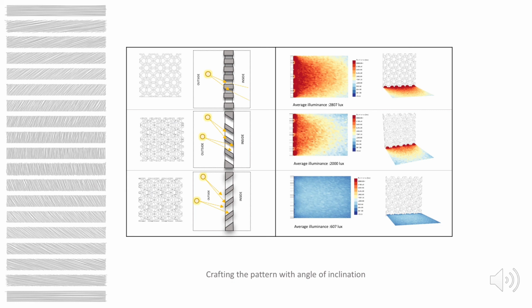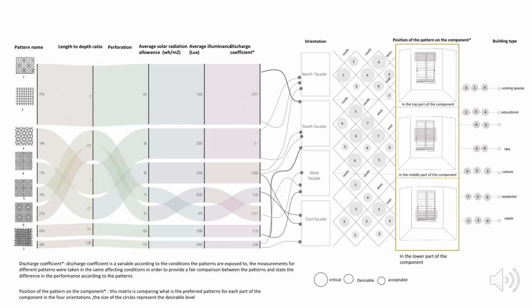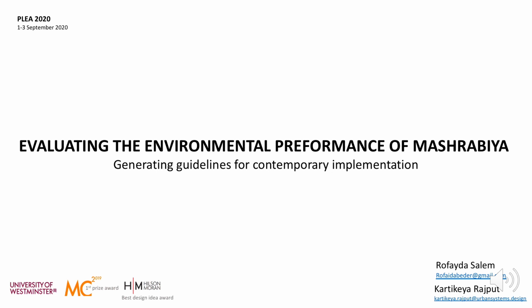Working on the micro level, we can say that if you craft the wood with a little bit of inclination, it can prevent more than 40% of the sunlight angles that enter through the pattern, and this is a perfect solution for low sun incidence and the western facade shading element. In the end, we gathered all the results in a matrix that portrays all the work that had been done in this research, and it can help designers choose the most suitable pattern for their facade. Thank you so much. I hope you enjoyed.